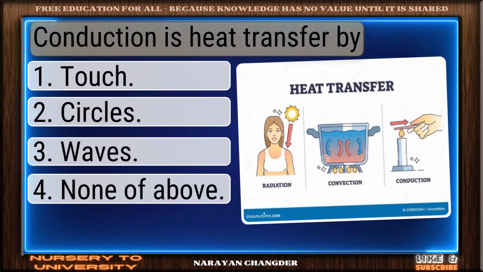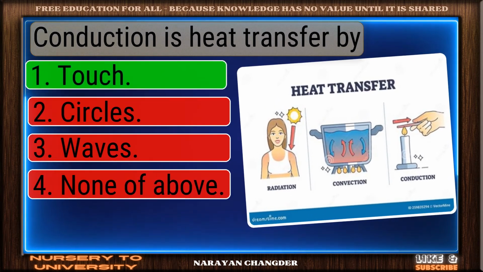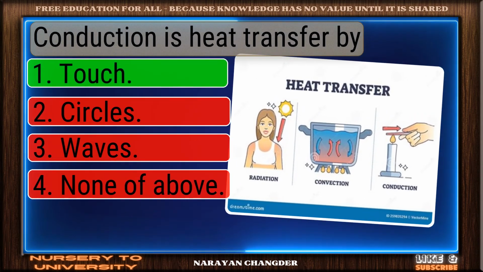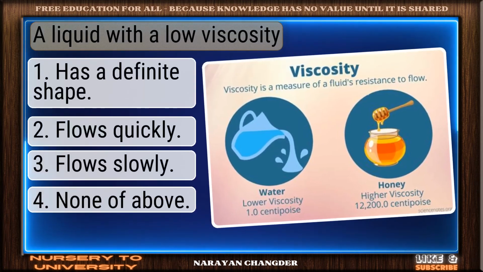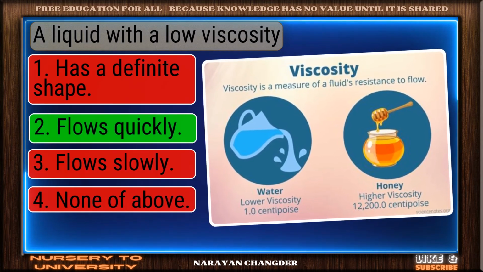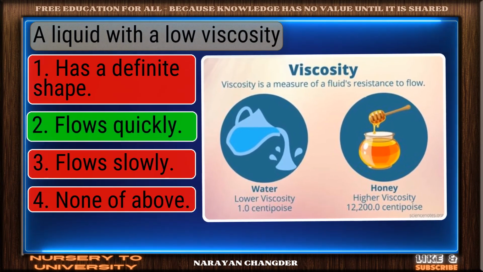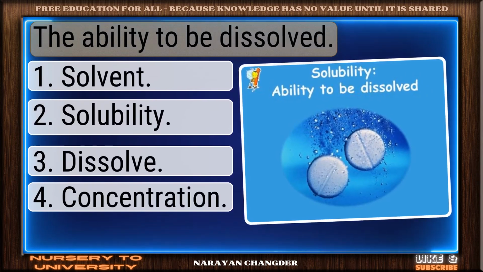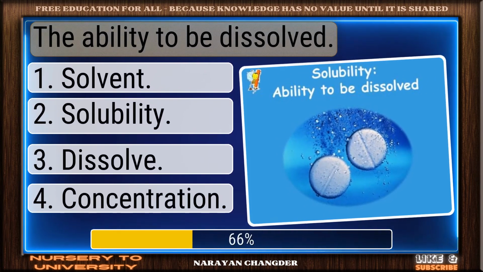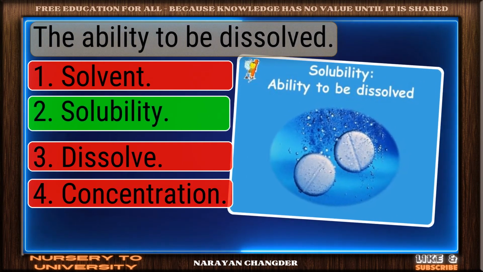Conduction is heat transfer by. Well picked. Touch is the correct answer. A liquid with a low viscosity. Exactly. Flows quickly makes sense and it is right choice. The ability to be dissolved. You chose solubility, and it is correct.